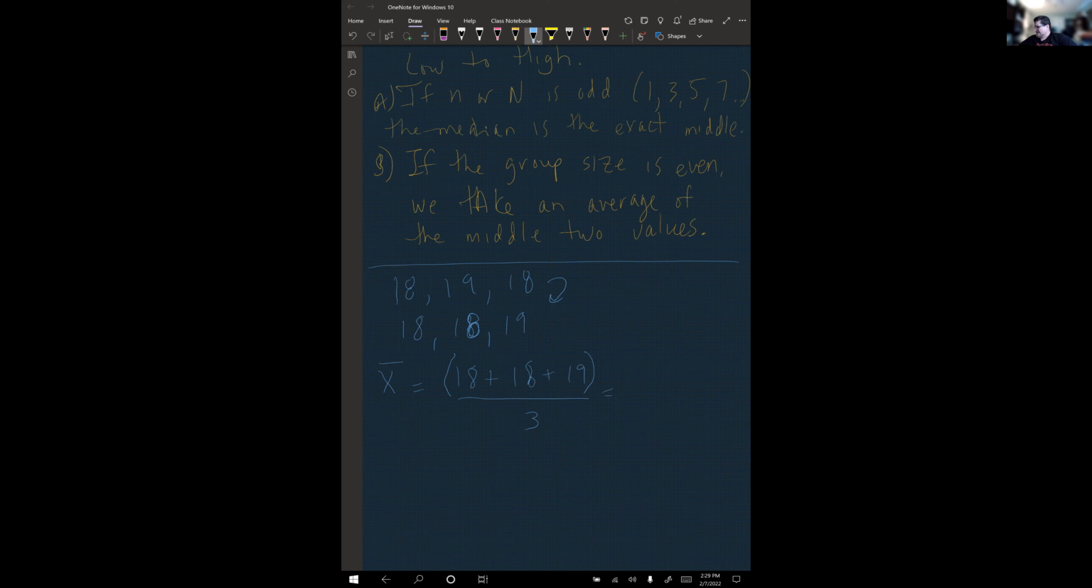If we do this, I've got 18 and 18 is 36. Adding 19 is kind of like adding 20. If I added 20 to 36, I'd be at 56. But I'm 1 too high for 20. I need 19, so go down 1, 55. 55 over 3. And this is going to be like 18 and 2/3 or 18.67. So that's the average age.